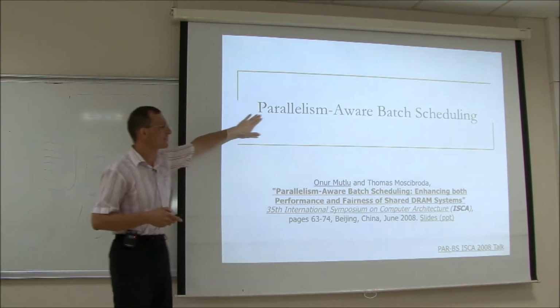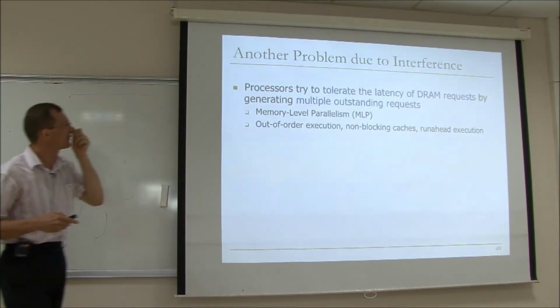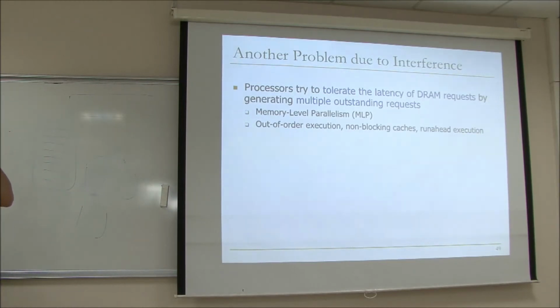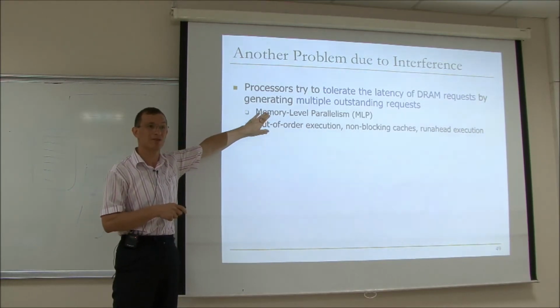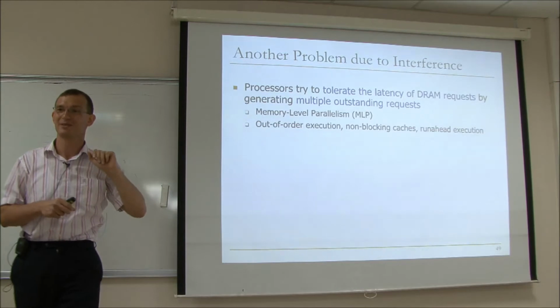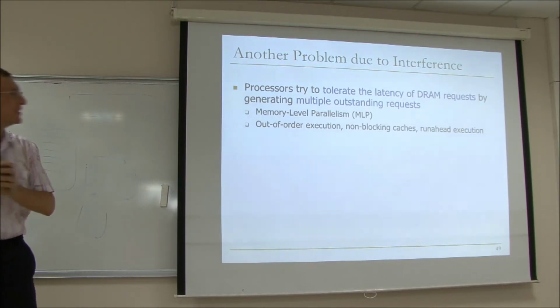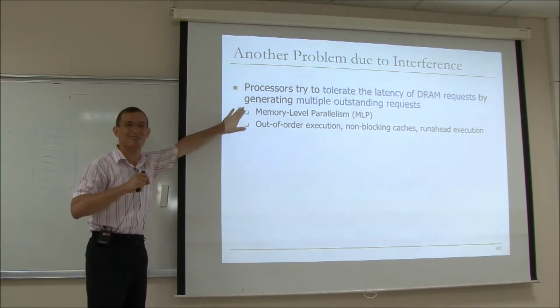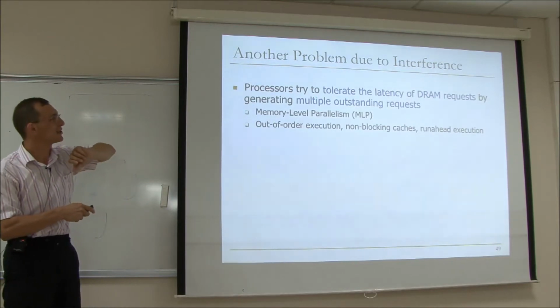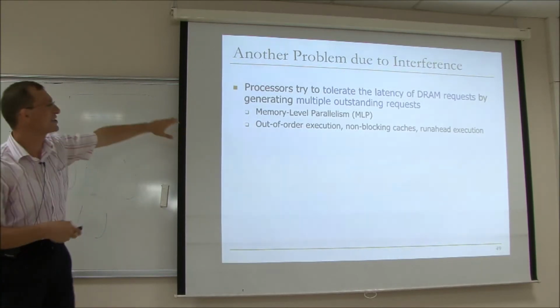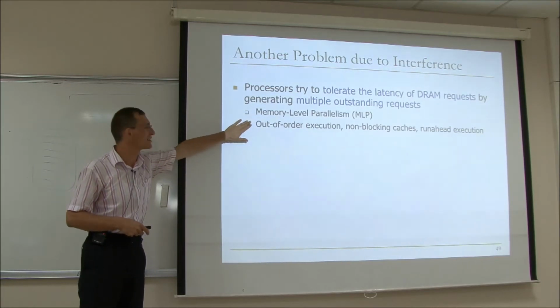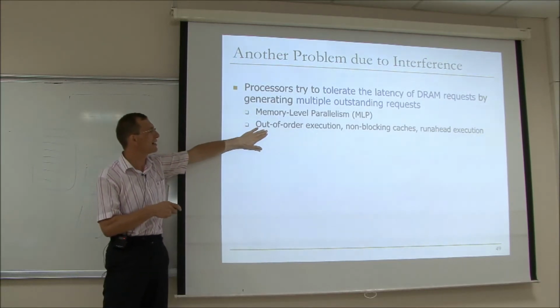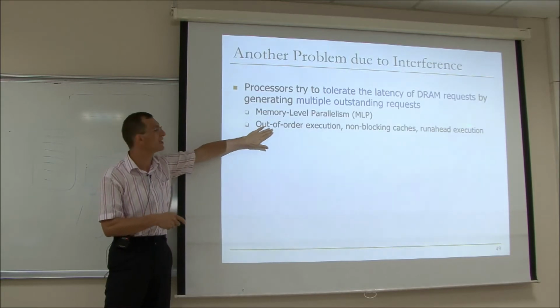So next, we realize there are other types of interference also. And one other problem due to interference is that memory level parallelism of a thread is destroyed. And we've talked about memory level parallelism before, right? We talked about MLP over cache replacement, which Moin knows a lot about. Basically, processors try to tolerate the latency of DRAM requests by generating multiple outstanding requests. The idea is memory level parallelism. And there are many ideas that exploit this: out-of-order execution, non-blocking caches, run-ahead execution.